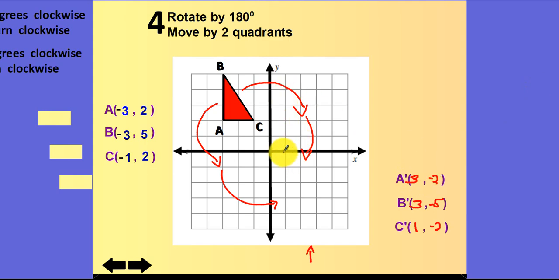So 3 comma negative 2, so 1, 2, 3 for the x. 1, 2, go down. So that's your A prime. B is 3 comma negative 5, so 1, 2, 3, 1, 2, 3, 4, 5. So this will be your B prime. And C is 1, 1, 2. So this will be the rotated image.